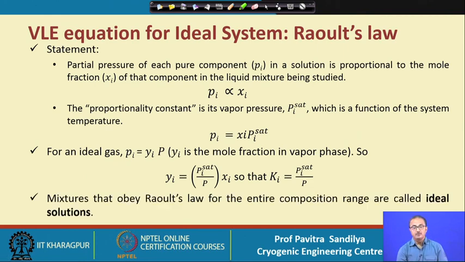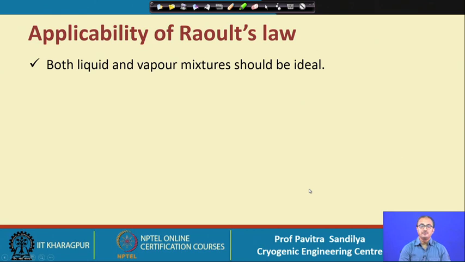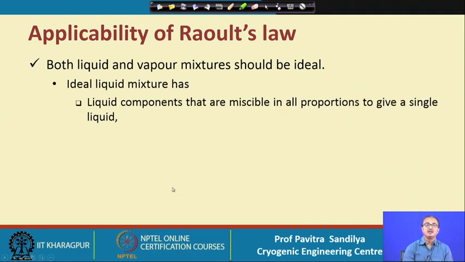Now, any mixture that obeys Raoult's law is called an ideal solution. Now, Raoult's law has its own limitations. The limitations are that both the vapor and the liquid phases must be ideal. And when I say ideal liquid, what I mean is that liquid components that are miscible should be miscible in all proportions. Okay, that is an ideal liquid mixture.